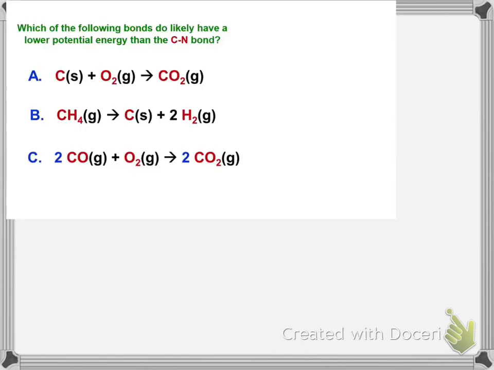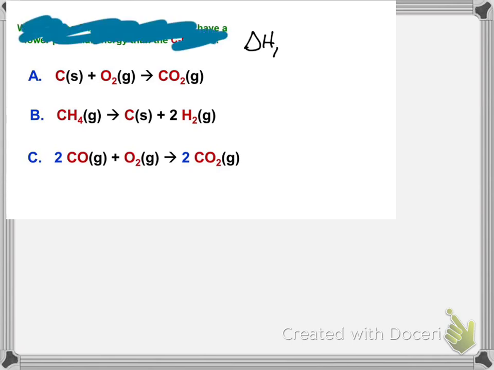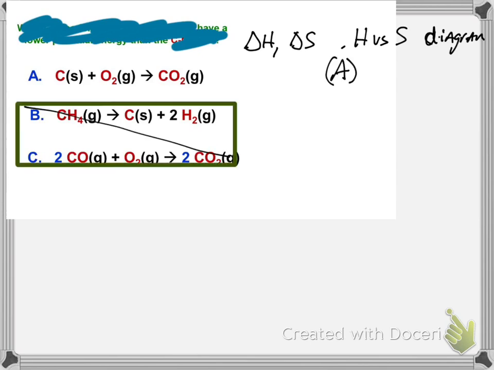All right, so what we're going to do is analyze these three reactions for energy and for entropy, and make the corresponding H versus S curve. So let's do that: H versus S, and delta H and delta S. We're going to do each of them. So let's ignore B and C.